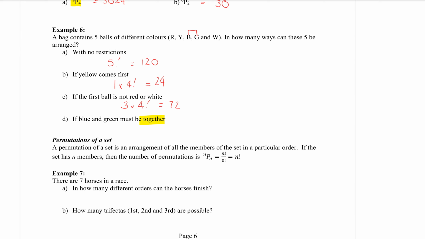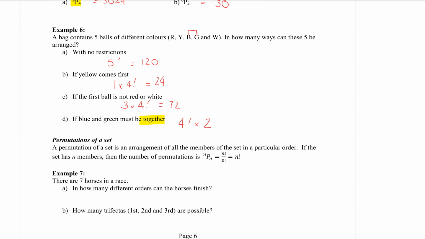But remember we're putting these in order, and the order is important. If that blue and that green are in a team here, it could still be in 2 different orders. It could be blue then green, or it could be green then blue. Couldn't it? Do you see what I'm saying? So we've ordered our 4 groups, but then we also have to order what's inside that little group. So I have to times that by 2 because there are 2 things within that group that can be ordered as well.